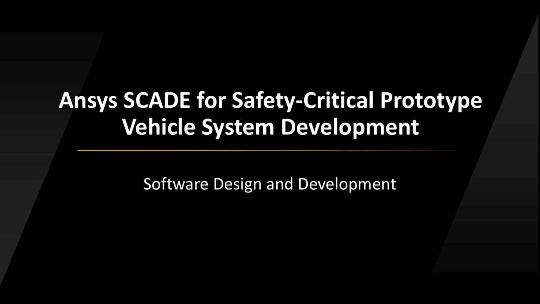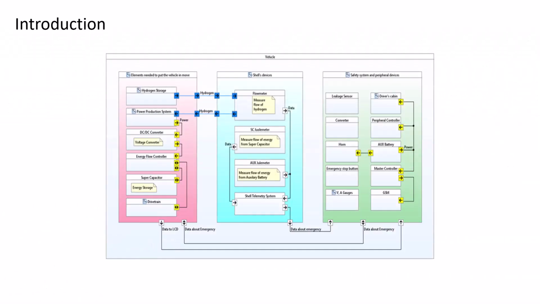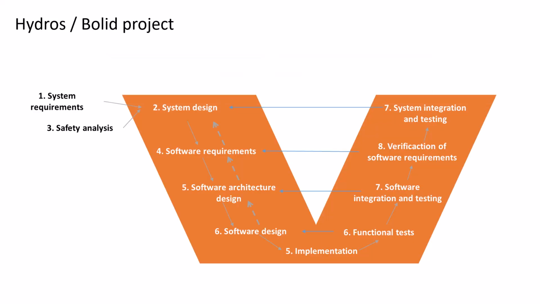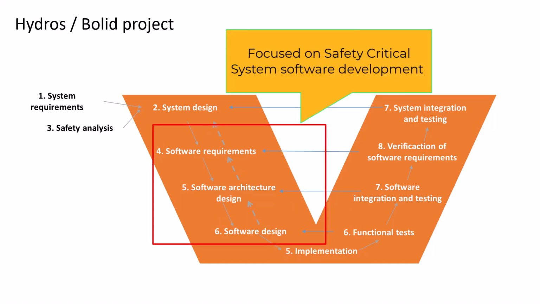In the previous lesson, we showed how to make the architecture. Our architecture is divided into three parts: the mechanical parts, energy production, telemetry, and a mind controller, which is shown in green. In this lesson, we will focus on this green one. What is important from this? We will discuss the software requirements, developing the software architecture design, software design and implementation. This system is focused on safety critical system software development.